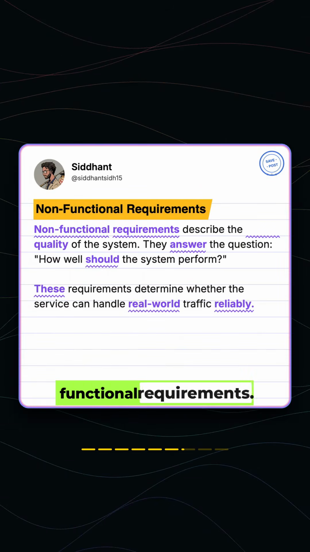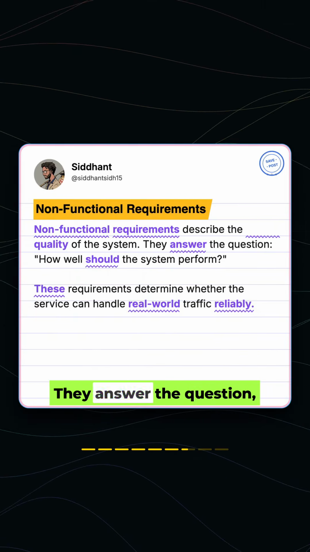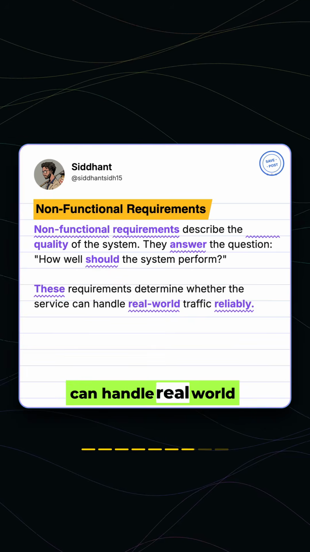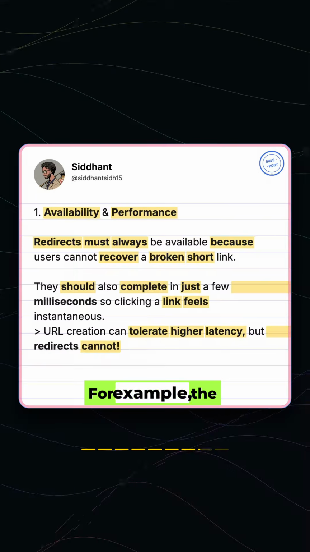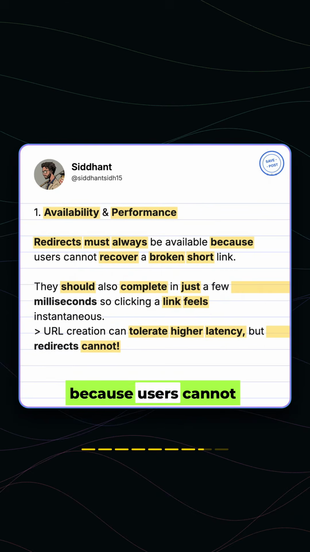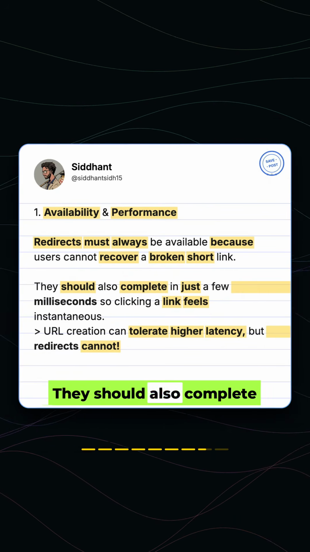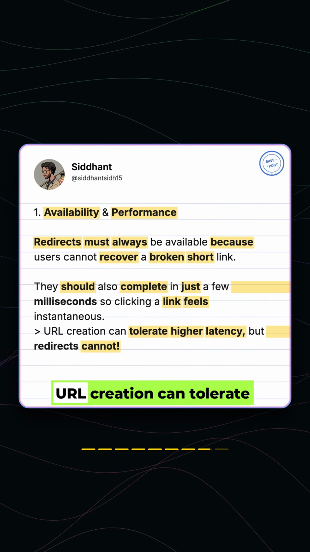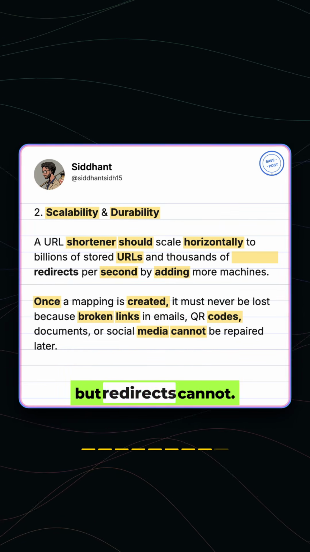Now let's come to non-functional requirements. These describe the quality of the system. They answer the question, how well should the system perform? These requirements determine whether the service can handle real-world traffic reliably or not. For example, availability and performance. Redirects must always be available because users cannot recover a broken short link. They should also complete in just a few milliseconds, so clicking a link feels instantaneous. URL creation can tolerate higher latency, but redirects cannot.